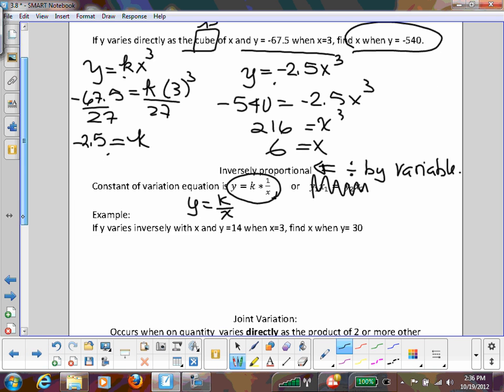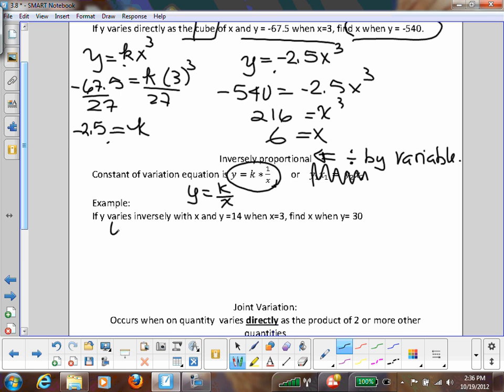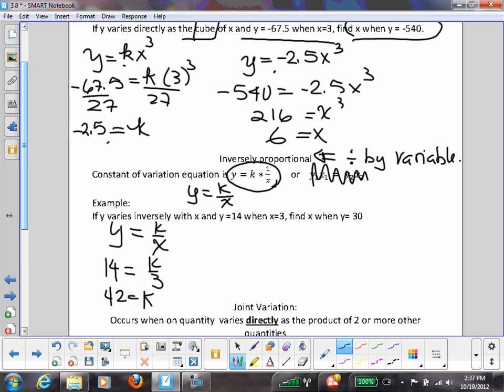So, if y varies inversely with x, y equals k over x. y is 14 when x is 3. How do I solve for my constant? Multiply both sides by 3, right? So that means 42 is equal to k, which tells me y is equal to 42 over x. That's my basic equation, because we're solving for the constant. That's what we're finding.